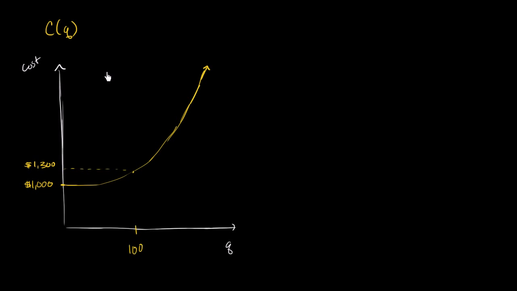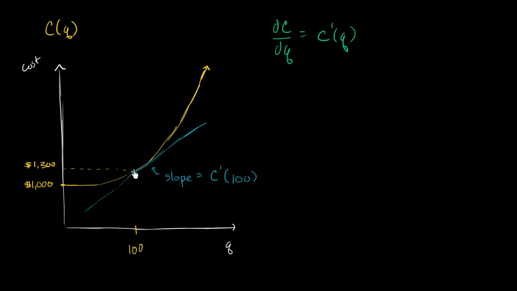But what I want to think about in the calculus context is, what would the derivative of this represent? What would the derivative of C with respect to Q, which could be also written as C prime of Q, what does that represent? Well, if we think about it visually, we know that we can think about the derivative as the slope of the tangent line. So, for example, that's the tangent line when Q is equal to 100. So the slope of that tangent line is C prime of 100. But what is that slope telling us?